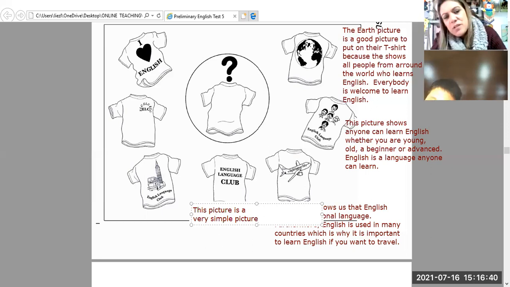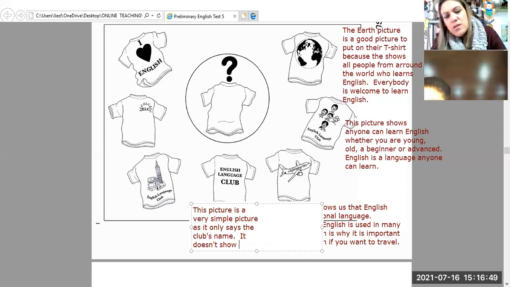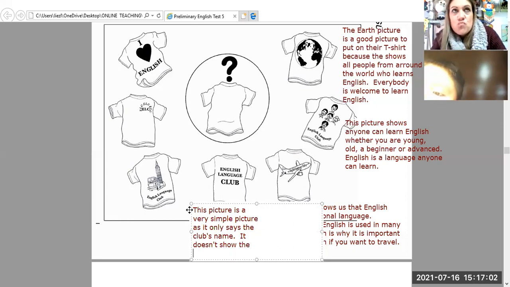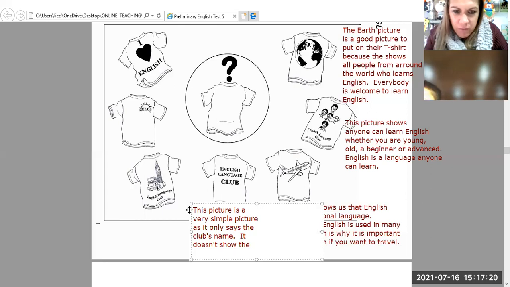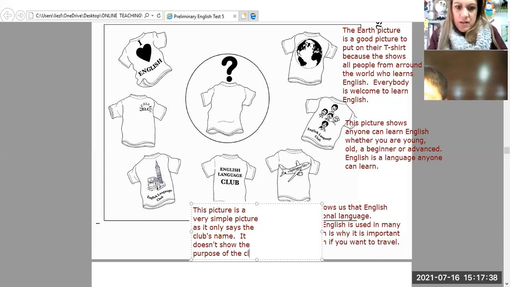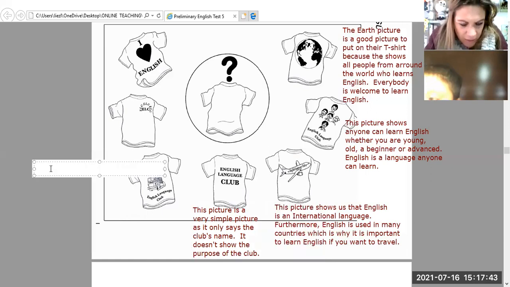This picture is a very simple picture as it only says the club's name. It doesn't show a variety of... it doesn't show what the... Okay. The picture is a very simple picture as it only says the club's name. It doesn't show the purpose of the club. Okay.